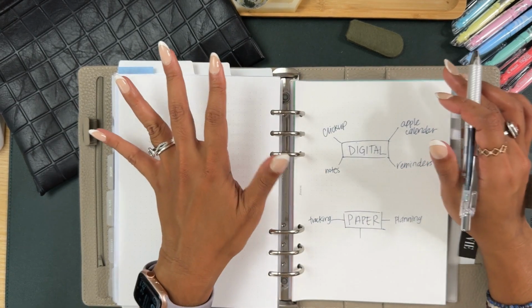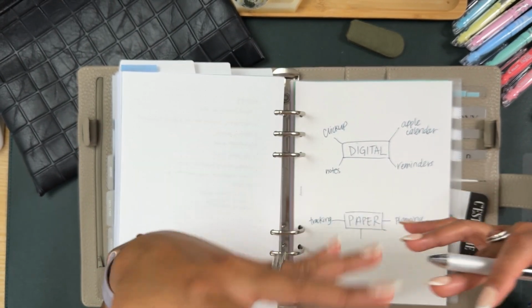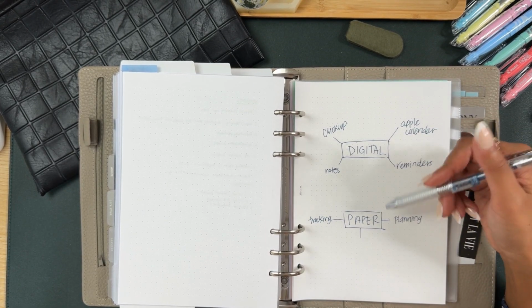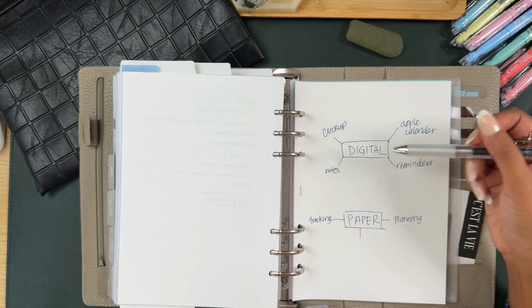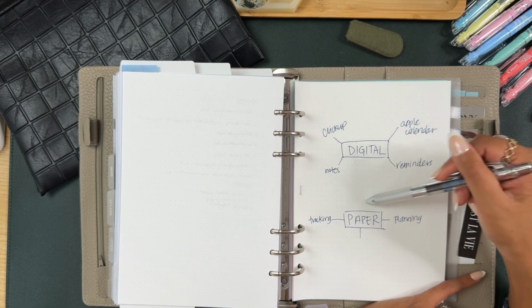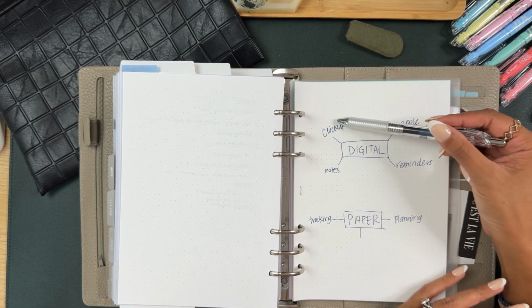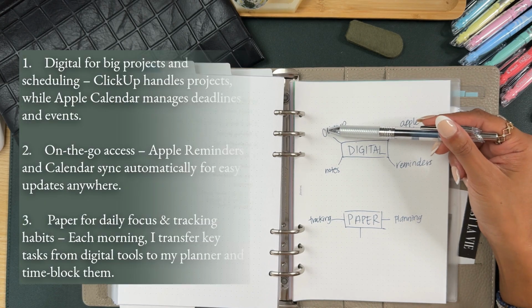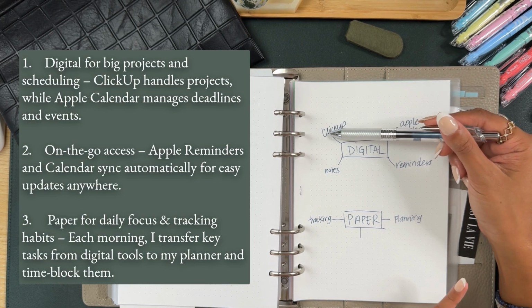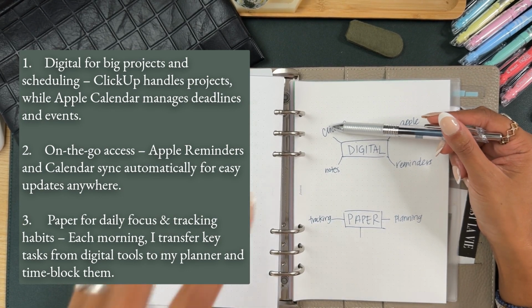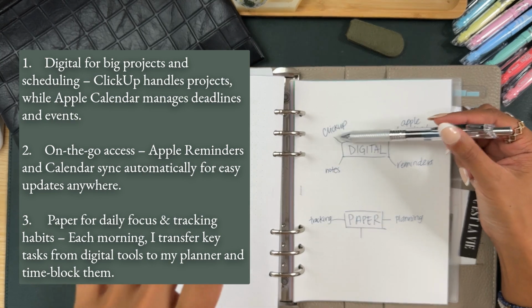Okay, so very briefly, I want to explain and summarize how my paper and digital tools work together to form this hybrid system. So we have digital and then we have paper. So for my digital, I use ClickUp for managing large projects, my home information systems, and more longer term things. It's the perfect place to help me break down bigger tasks and just track progress over time.